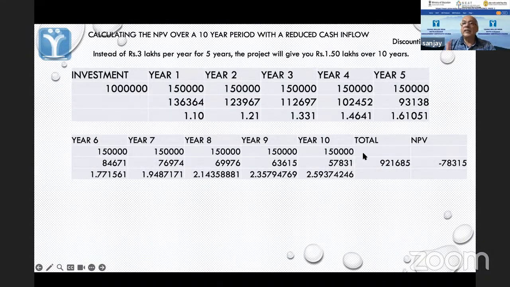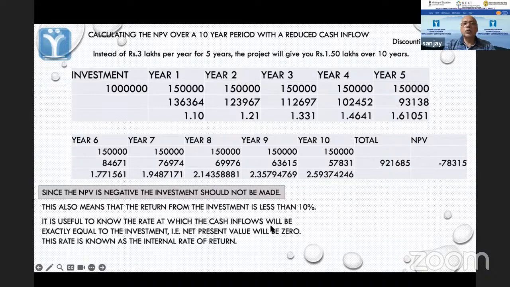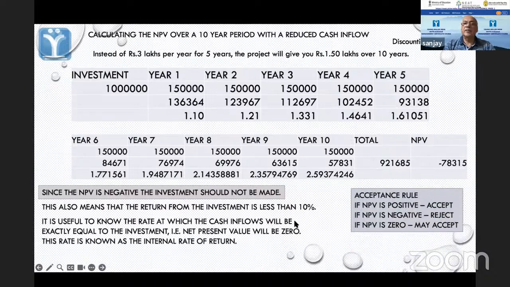Now, if you do the same thing, suppose we make the same investment, but this time we expect to get 1.5 lakhs each year for the next 10 years. Then in that case, when we do this present value calculation, we end up with 9,21,685, and we had invested 10 lakhs. Therefore, it's a loss-making proposition. So in financial terms, I should not be making this investment.